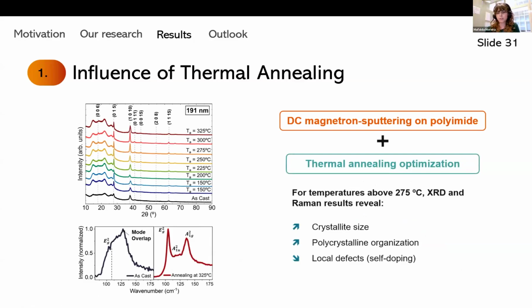So for temperatures above 275 degrees Celsius, we see increases in crystalline size and polycrystalline organization. So our films are more structured and organized in all possible orientations. And we also saw a drop in local defects as seen by Raman spectroscopy, through this tuning of the Raman modes, which indicates that we are also controlling self-doping through vacancies and potential local defects in the film.